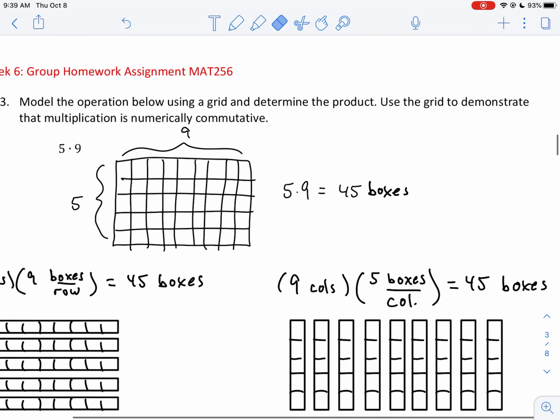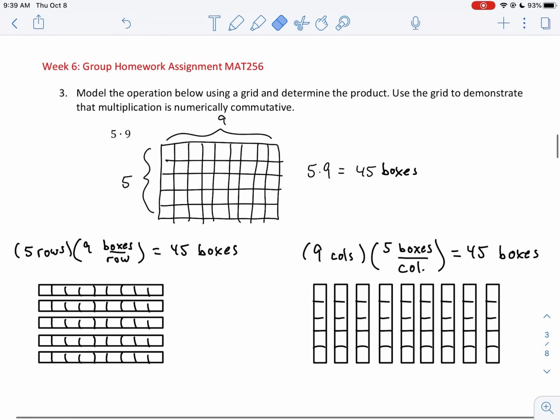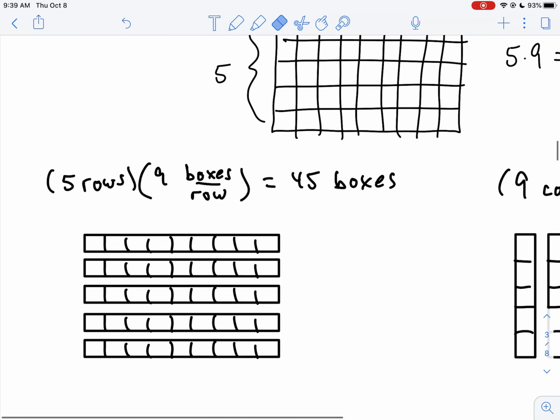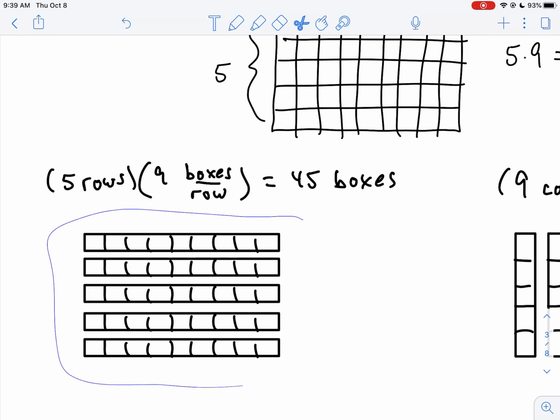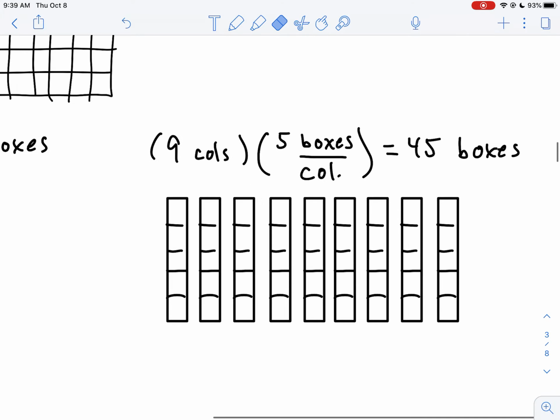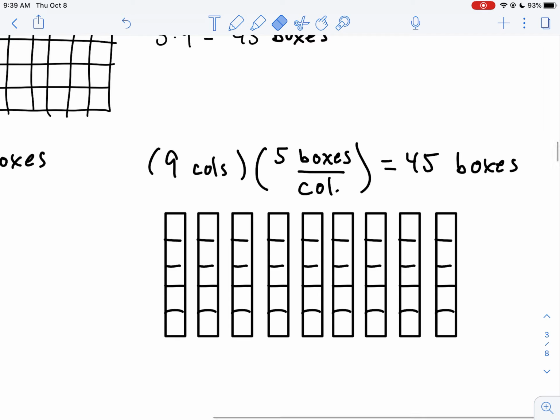And then use the grid to demonstrate that multiplication is numerically commutative. So I actually pull apart the grid in multiple ways. I pull it apart in such a way that I'm looking at the rows, and I am thinking of the 5 as the multiplier, the 9 as the amount of stuff per copy. So each row is like a copy, and there's 9 boxes per copy, and that gives me a total of 45 boxes.